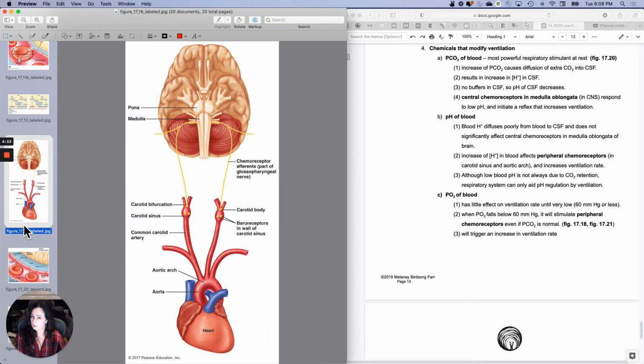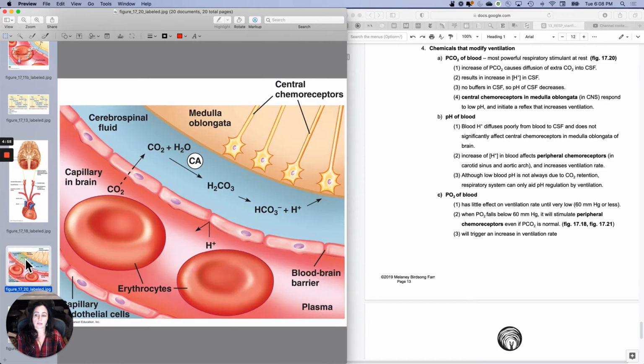You can't really stop it from diffusing into your cerebrospinal fluid. So I'm going to show you a picture. These are what we call the central chemoreceptors. They're primarily in the medulla oblongata. Here's what happens when your carbon dioxide starts to increase in your bloodstream.